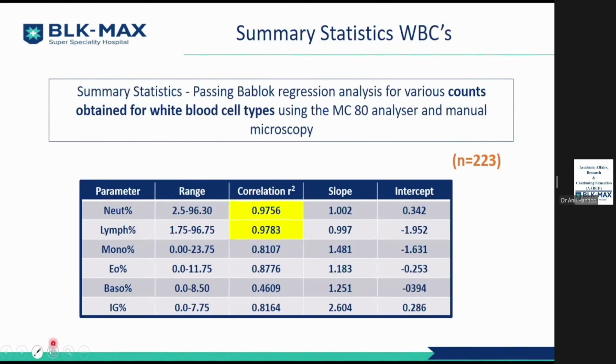When you look at the summary of all the statistics which you got for the WBCs for various cell types, what was very obvious, there was significant correlation for the neutrophils and the lymphocytes. And of course, for monocytes and eosinophils, also it was relatively significant.